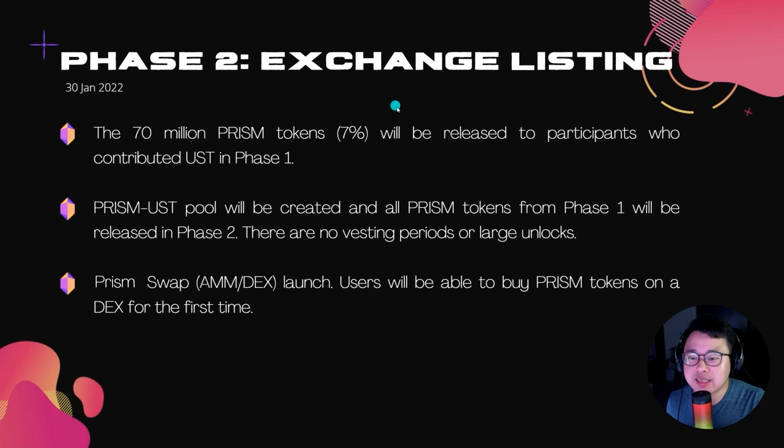So the next phase is the DEX listing, where 7% or 70 million Prism tokens will be released to participants who contributed UST in phase 1. So the Prism UST pool will be created and all Prism tokens from phase 1 will be released in phase 2. There are no vesting periods or large unlocks. So essentially this is also the public phase where users will be able to buy Prism tokens on a public DEX for the first time.